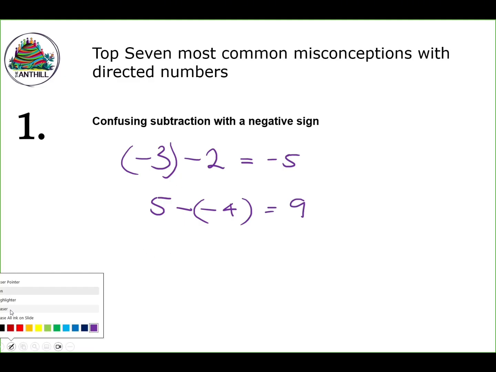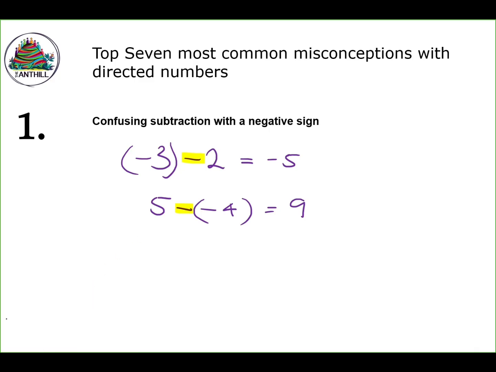Well, I'm going to highlight a couple of things just to make it a bit more obvious. We'll do that with the yellow highlighter. I'm going to highlight the operators. So what's happening is sometimes students will confuse the operator sign with the negative sign, which identifies that the number is negative. And that confusion can then obviously lead to mistakes.